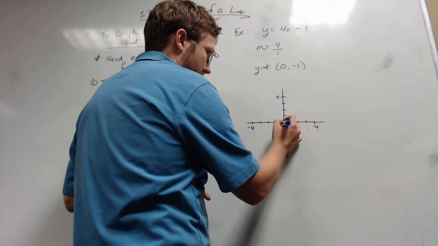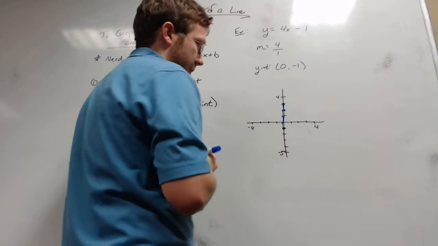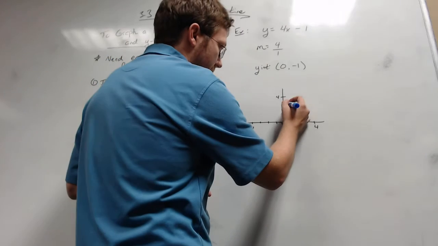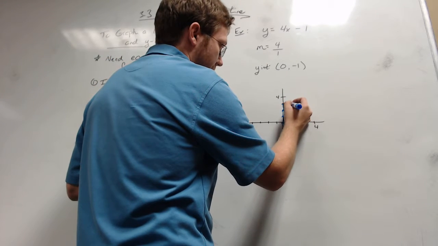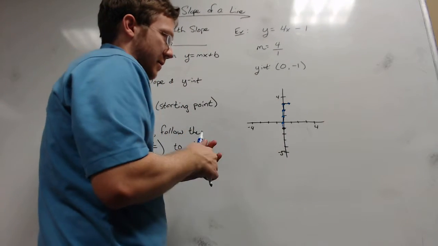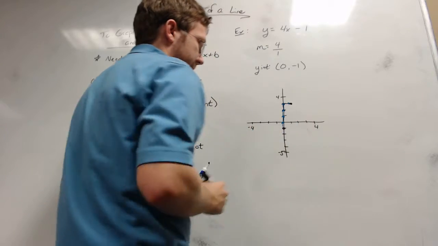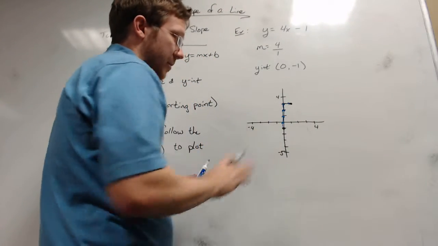Rise 4, so I'm going to go up 1, up 2, up 3, up 4, so I'm 4 steps up. And then I run 1, that's a positive, so I'm going to run 1 to the right. And at the end of that, there should be a point. And if you connected these two, you'd have your line. But I'm going to go one step further than that.